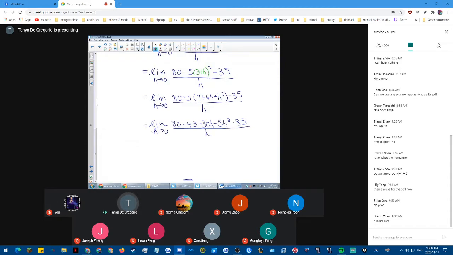Expanding my bracket there. And now we just clean it up. So I have negative 5h squared minus 30h. Am I left with any constant? 80 minus 45 minus 35. What do you guys think?